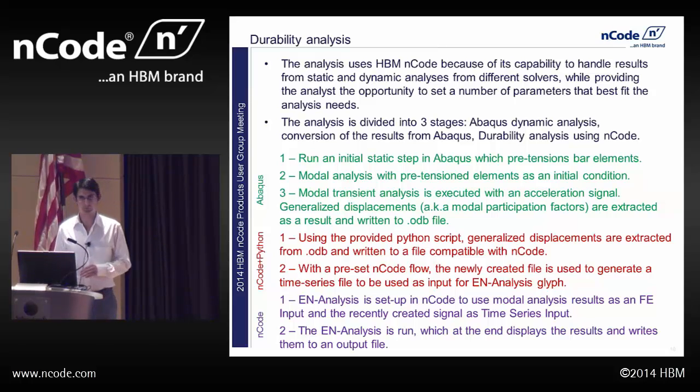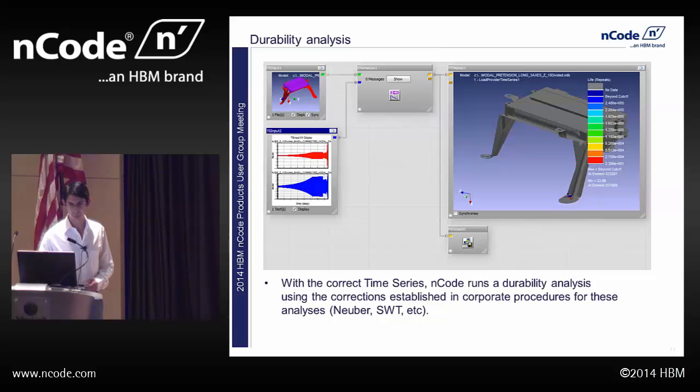So finally, after that part, you have already a time series that you can use in your analysis. And you set up an EN analysis with all the conditions that we normally use at Ford. Let's say a mean stress correction or elastic plastic correction for certain conditions that we have proven to work before. So that's basically the way you set up the analysis.